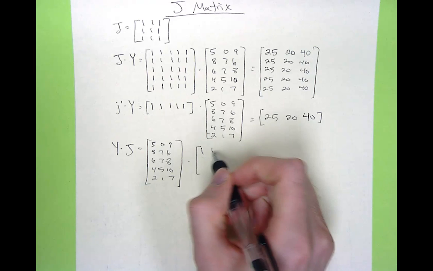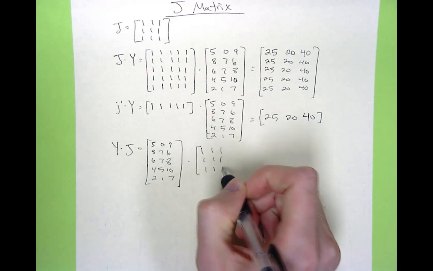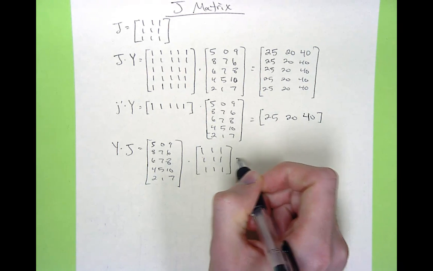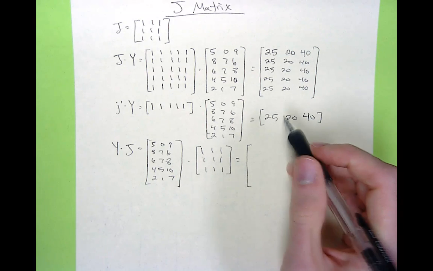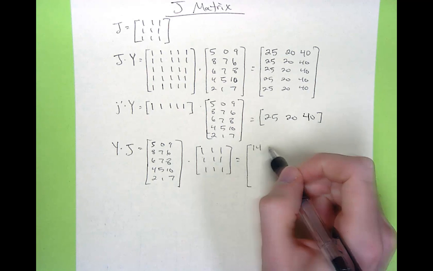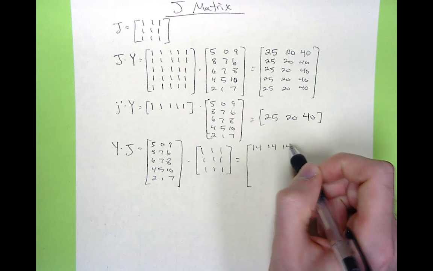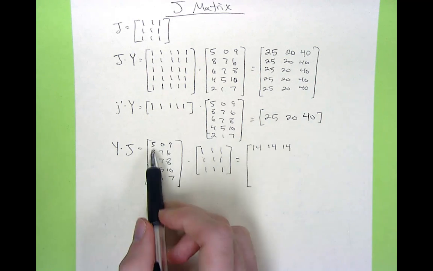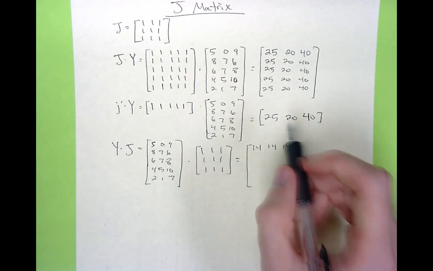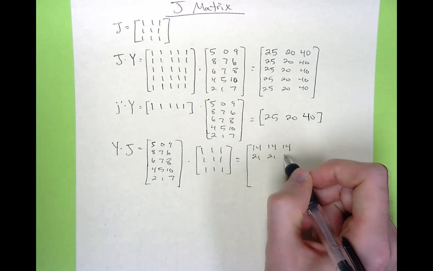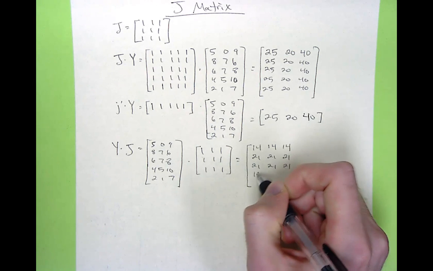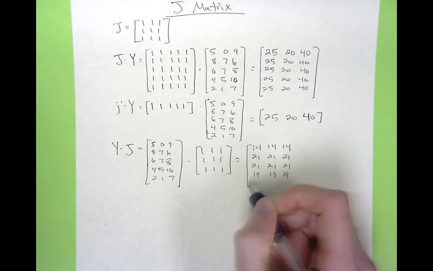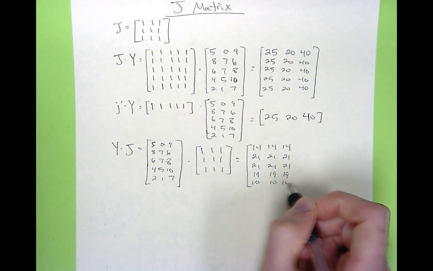So, just ones. And we're going to get a 5 by 3 matrix with the sums of rows. So you can sum this. This is 14. The next row sums to 21, then 21, 19, and this last row sums to 10.